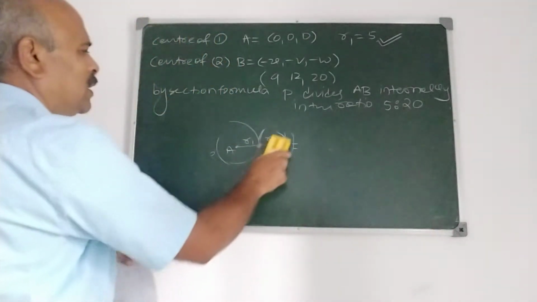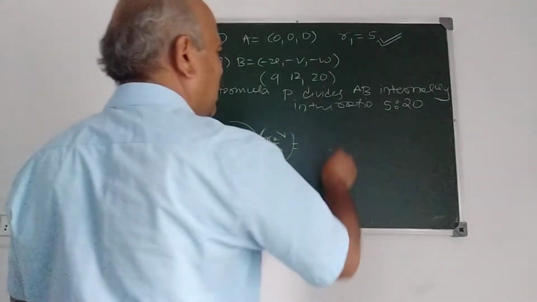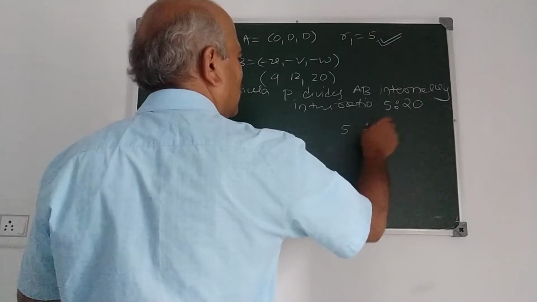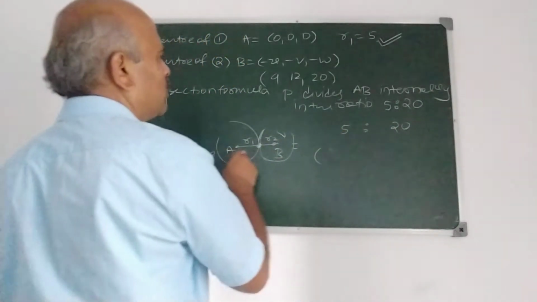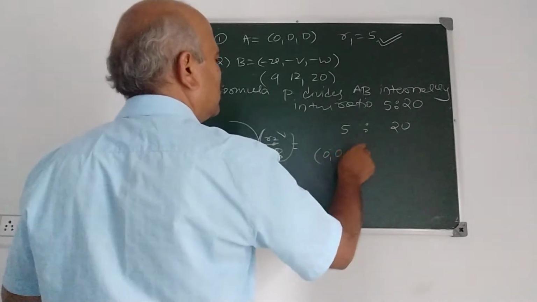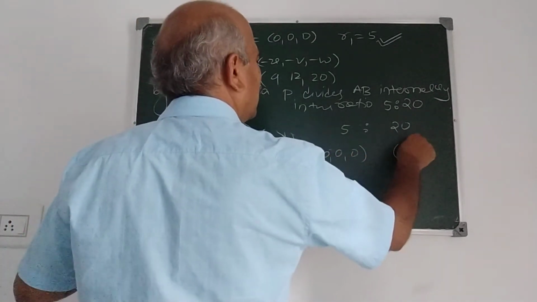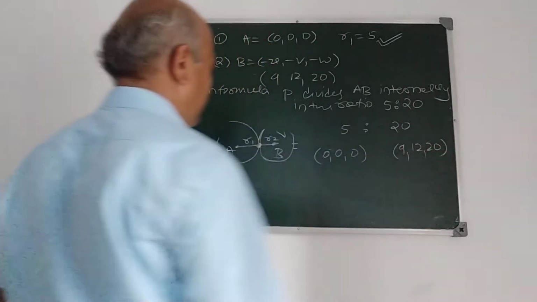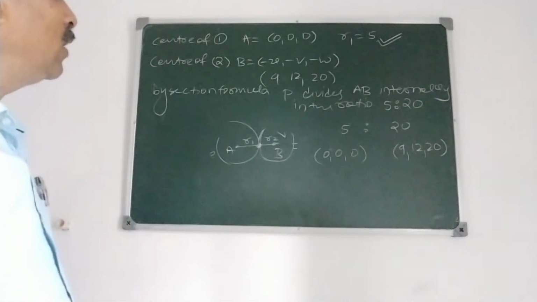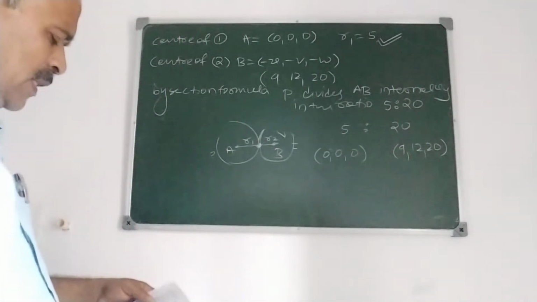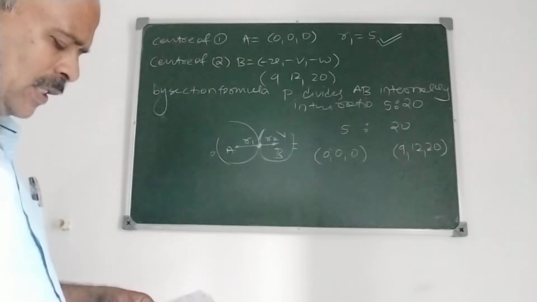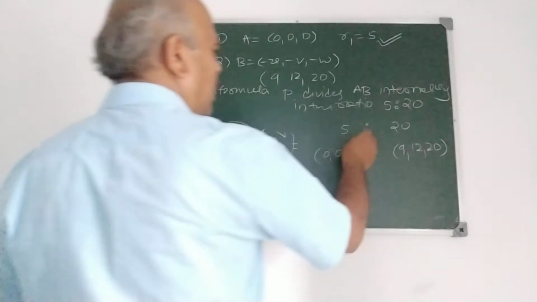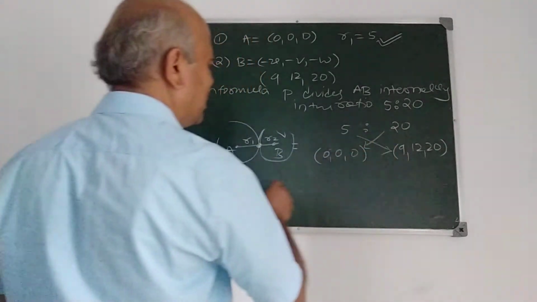Now I use the scheme of section formula here. Scheme in the sense I take a ratio like this, 5 is to 20. What is the center of the first sphere? 0, 0, 0. The center of the second is 9, 12, 20. Am I correct here? Yes, 9, 12, 20. Now the scheme of the section formula is like this.